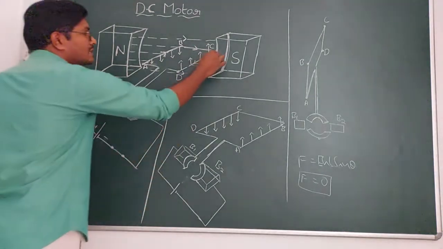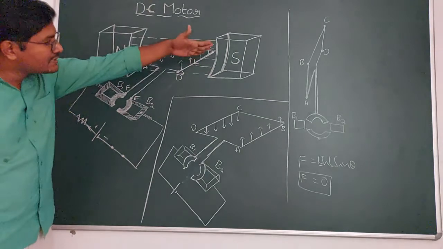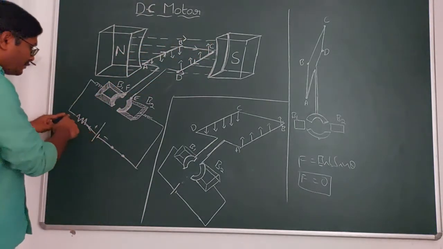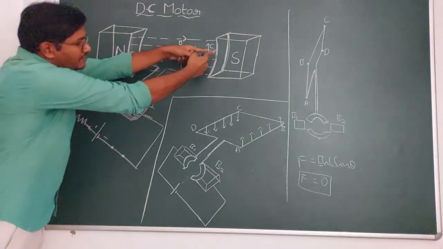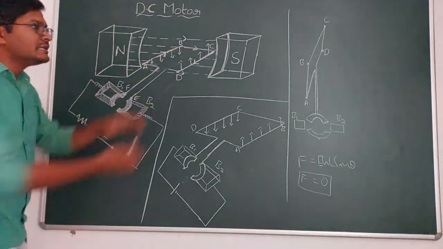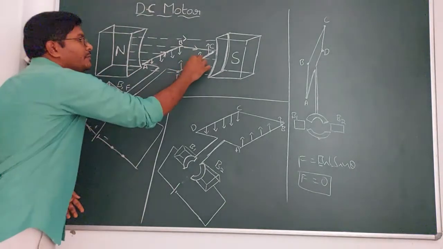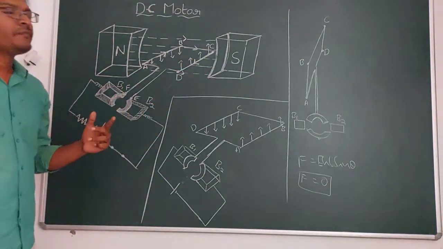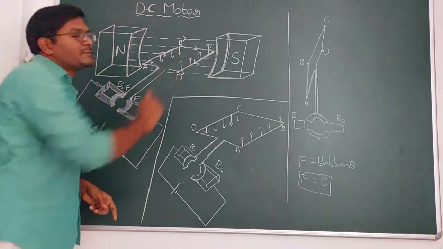Then what about this arm, the arm CD? The direction of the current is in this direction. The current moves from A to B, B to C, and again it comes from C to D. C to D means it comes out of the board. That means as the current is out of the board and the direction of the magnetic field is in this direction, in which direction does it experience the force?